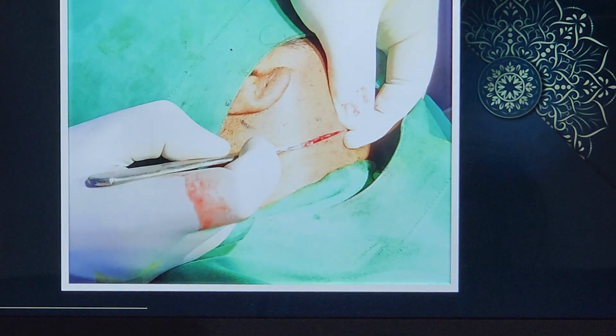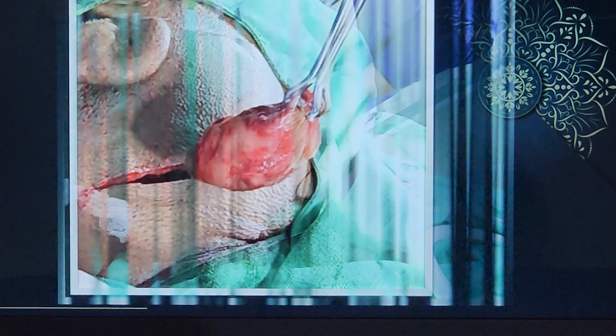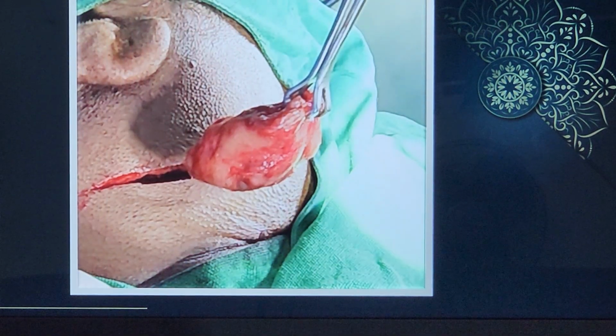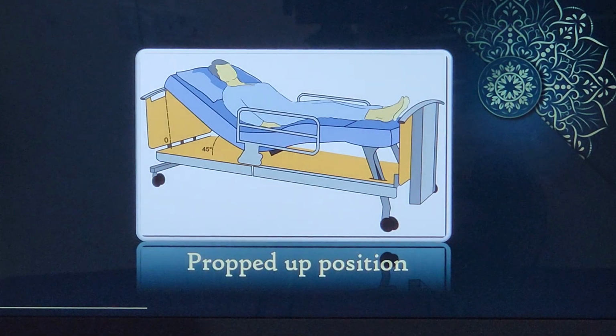Now, we started with the incision and layer by layer opened up and reached the parapharyngeal space, and the whole mass was taken out in one single piece. And it was sent for biopsy. It was reported as vagal schwannoma. The surgery took about 1.5 hours.